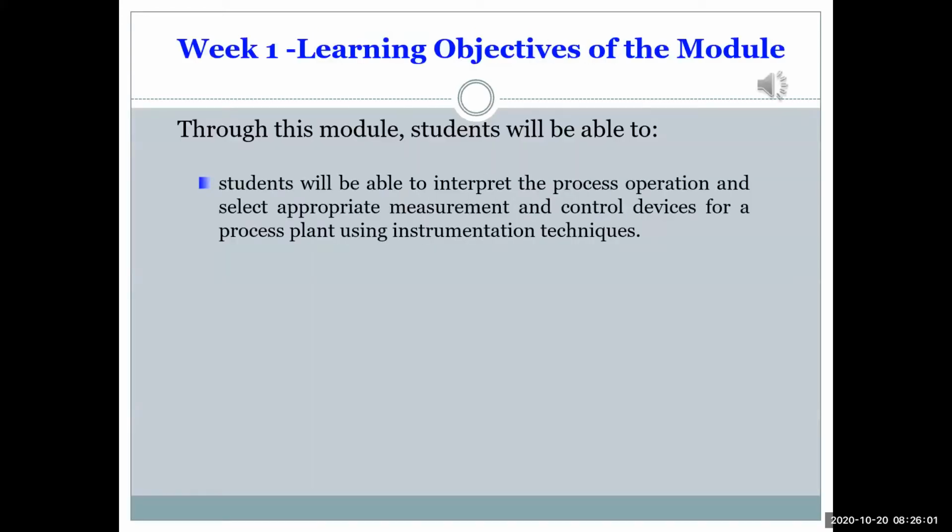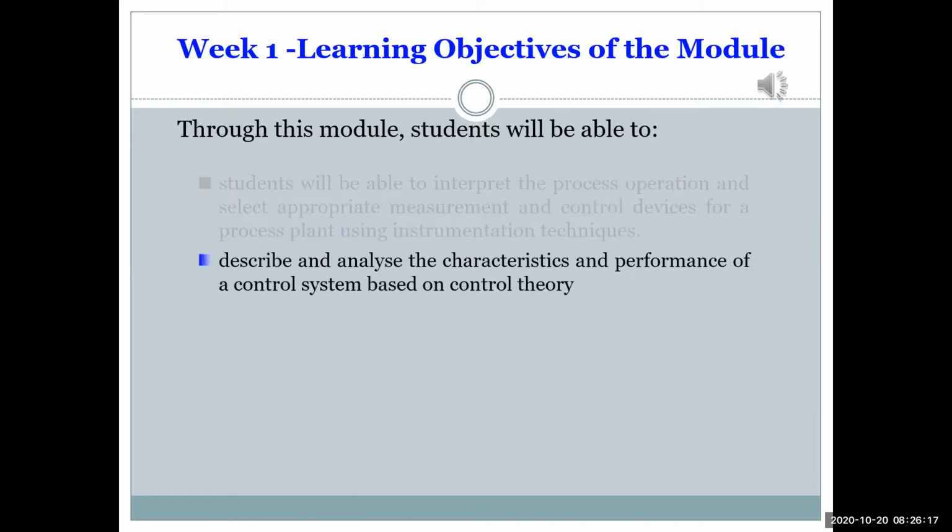Referring to the module overview page in the blackboard. At the end of this module, students will be able to interpret the process operation and select appropriate measurement and control devices for a process plant using instrumentation techniques.